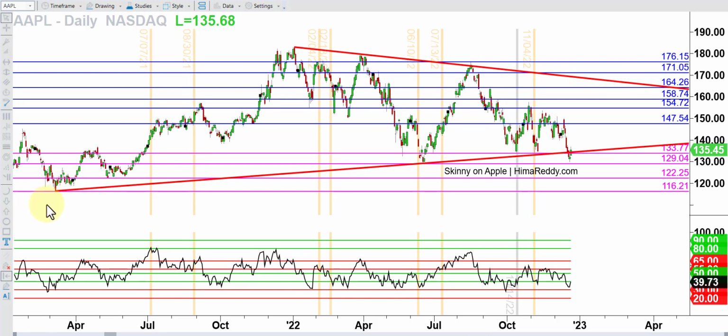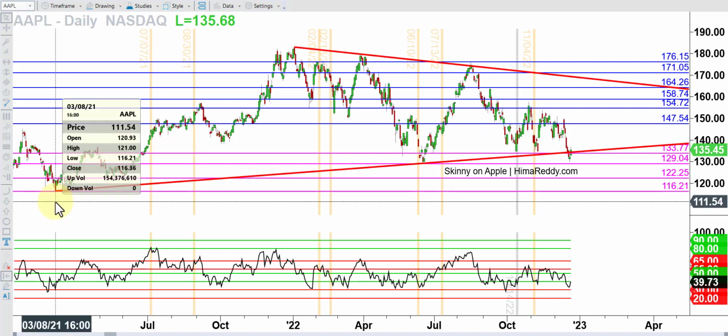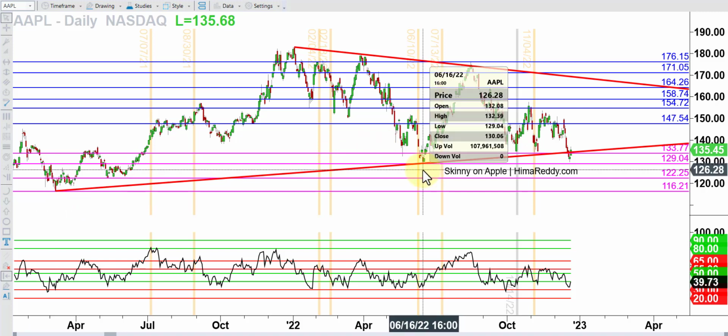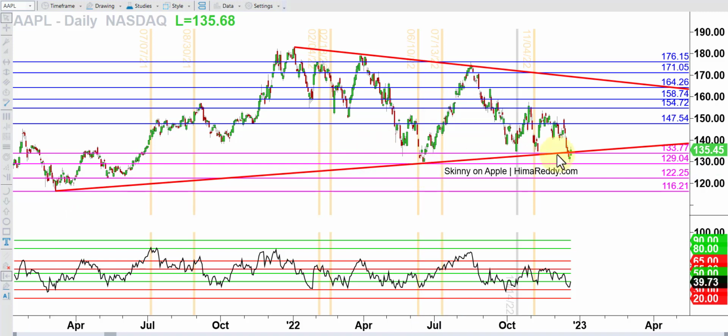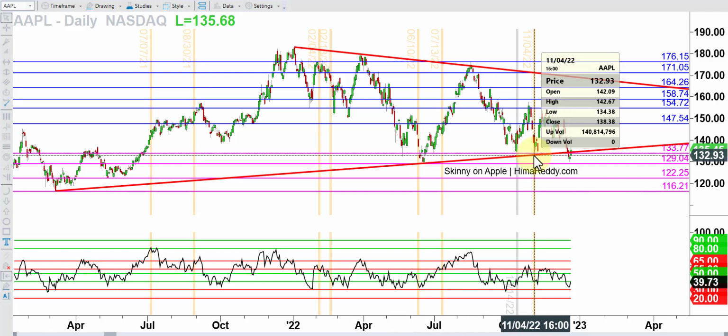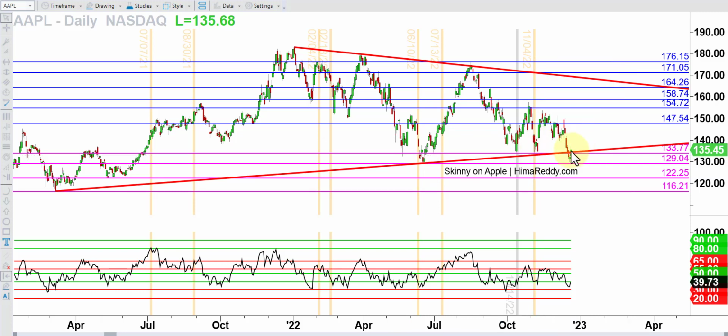So what I have is taking us back to the low from March of 2021. And you can see that there's a trend line that connects that low from March 8th to June 16th of 2022. And that trend line was approached in November, and we are now back at it. Okay, we've traded below it for 2 daily sessions, but haven't sustained that closing break below.